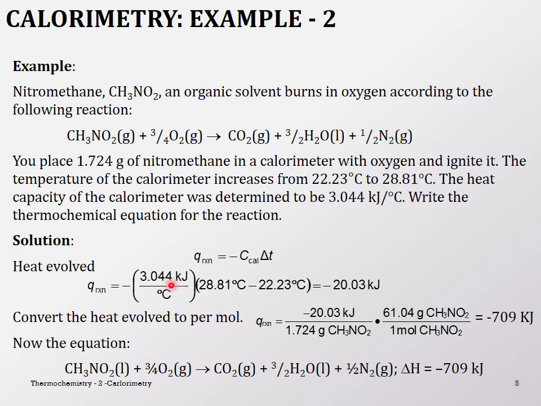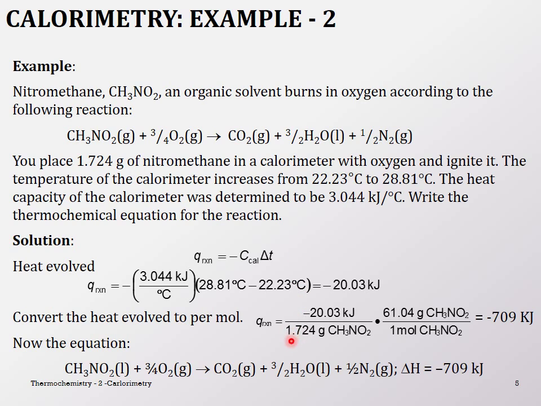So here in this case, this is 1 mole of nitromethane. So in case of 1 mole of nitromethane, you have 61.04 grams of nitromethane. So what you will do is take this kilojoules, and this amount of energy was given off by 1.724 grams of nitromethane. Okay, that's what the amount was given over here.